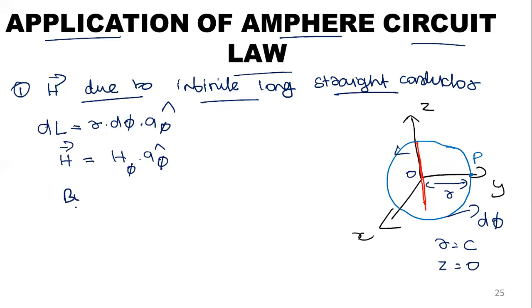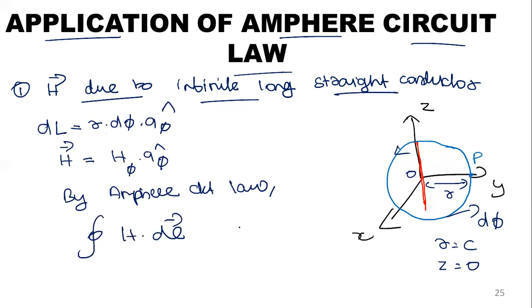Then by Ampere circuit law, we have integral H dot dl is equal to I. Now it's all about taking H, you do H dot dl and then integrate. So you should be well thorough with integration. Don't worry, just study whatever integration we are doing here. Just try the derivations 2-3 times, understand and learn the derivation, then it will be fine.